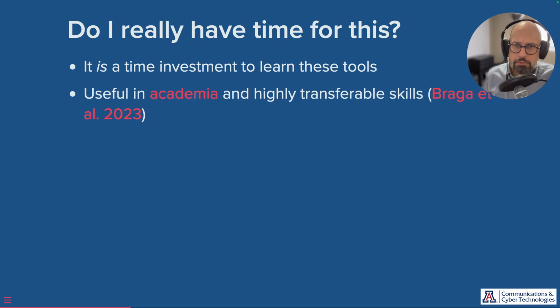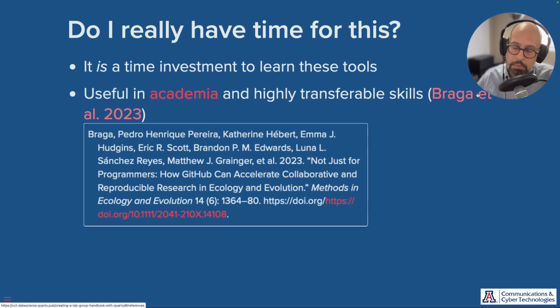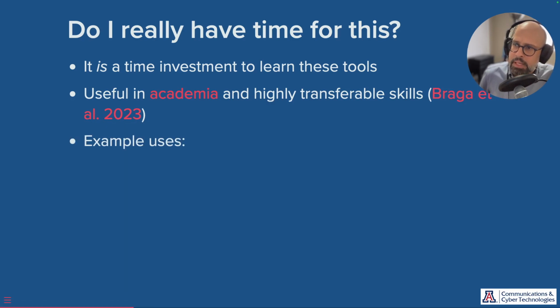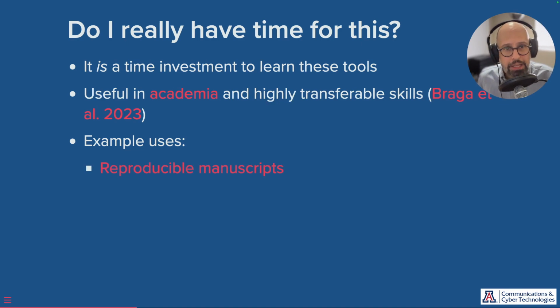Quarto has a bunch of uses in academia. This is a link to a great talk about how Quarto can be used for academics. And this is a paper about GitHub and how it's useful in ecology and evolution, but also sort of beyond that. So for example, you can use this combination of tools to create reproducible manuscripts.